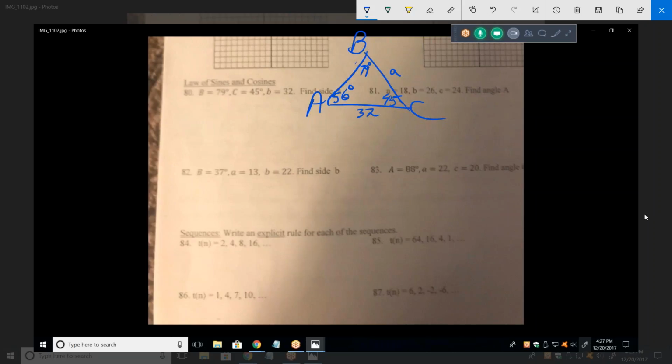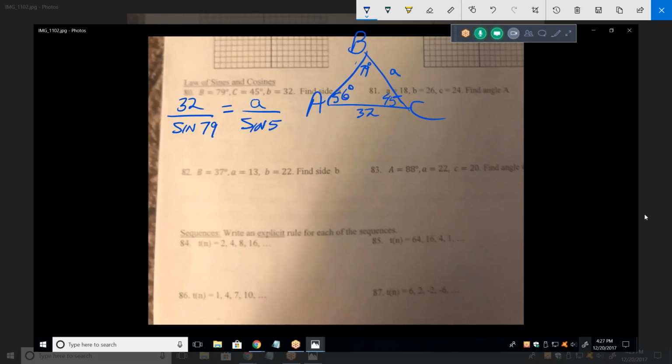Okay. Now, using the law of sines, solve for side A only. So you can do 32 over sine 79 degrees. Sine 79 is equal to A over the sine of 56.